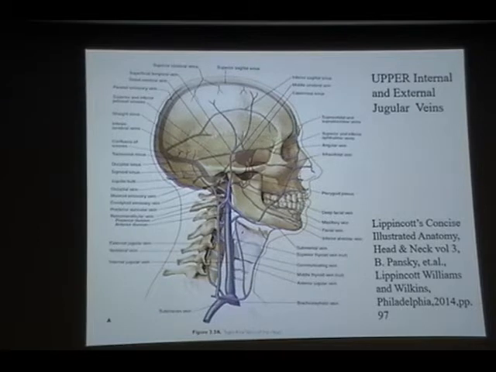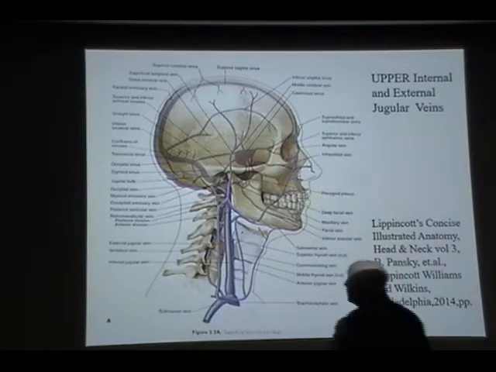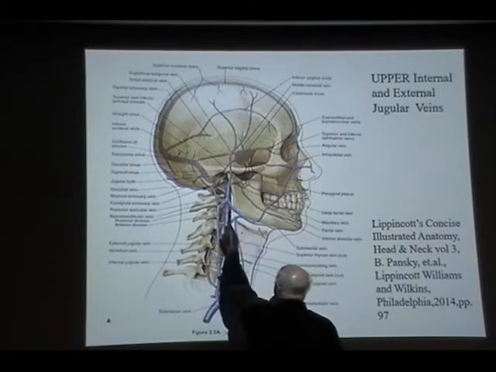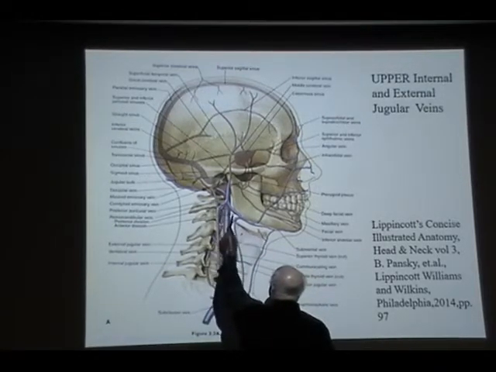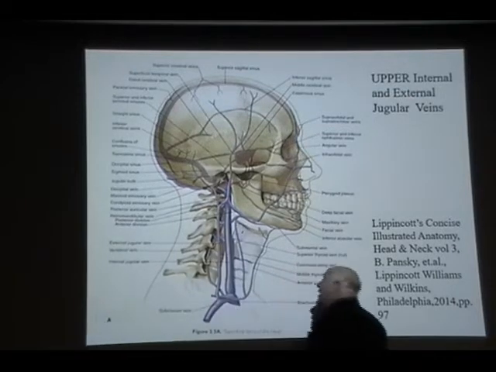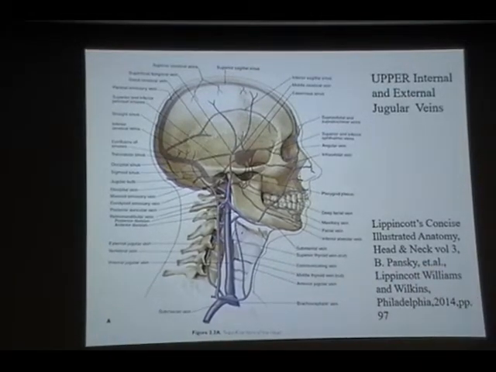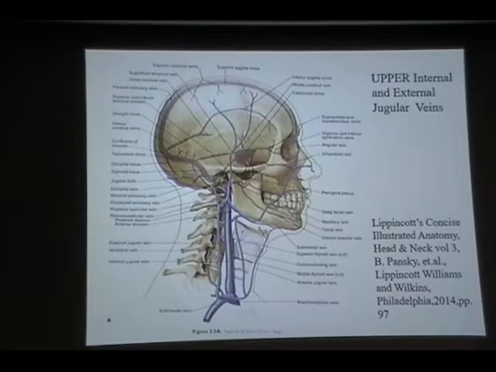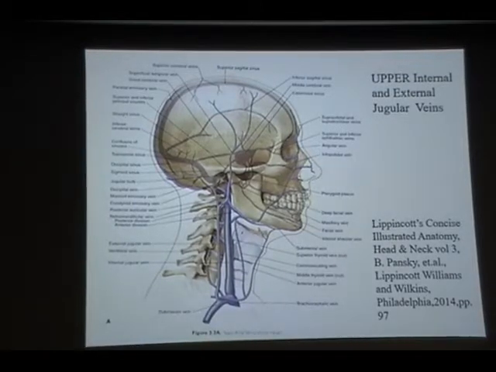Now, one of the things that many times happens right here is that the facial vein and the retromandibular vein join about here at the angle of the mandible and together drain into the internal jugular vein. So they call that a common facial vein, because the retromandibular is draining the deep face, the facial vein is draining the superficial face. If they come together, that's a common facial vein that is draining the face from deep and from superficial.